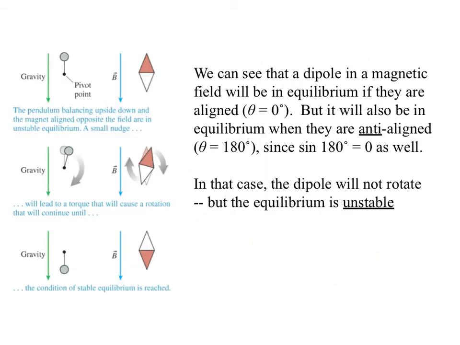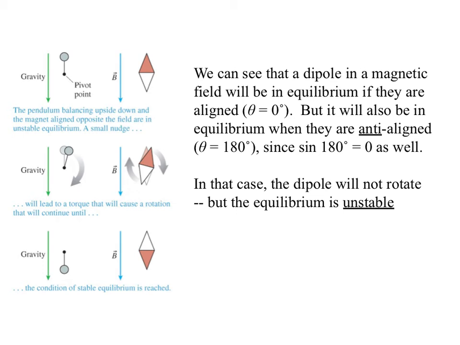All right, we can see the dipole and magnetic field will be in equilibrium, i.e. not torqued, when they're aligned, where theta equals 0. But will also be in equilibrium when they are anti-aligned, that is, theta equals 180, since the sine of 180 degrees is also 0. In that case, the dipole will not rotate, but it's unstable. Any deviation will cause it to then flip over and go the other way.